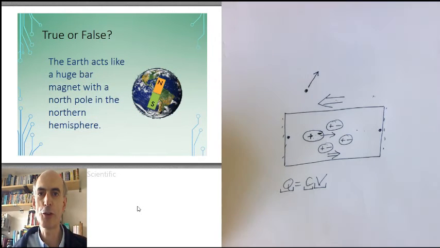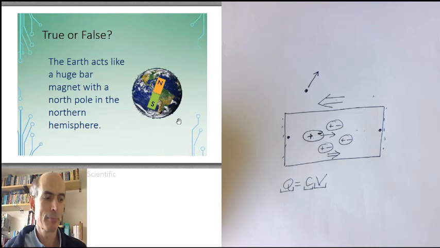Quick quiz question just for fun before we leave this introduction talk. True or false? Does the Earth have a large bar magnet inside it, or at least act as if it has a large bar magnet inside it with a north pole towards the North Pole? Answer? False. It doesn't. It's the other way round.